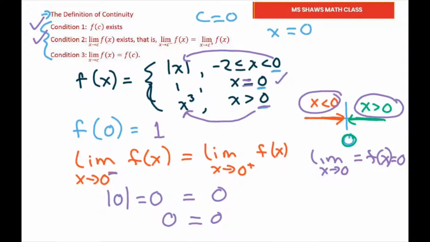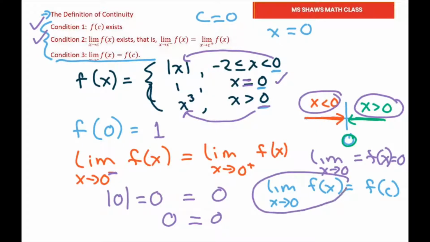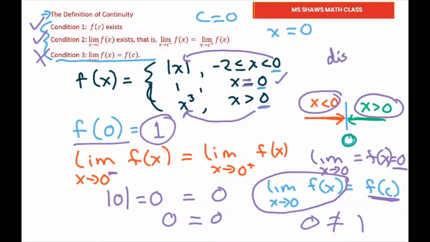Now our third condition means the limit as x approaches 0 of f of x should equal our f of c. This part equals 0, and this part equals 1, because we already did that. They do not equal. So condition 3 fails, and that means this function is not continuous, or it's discontinuous.